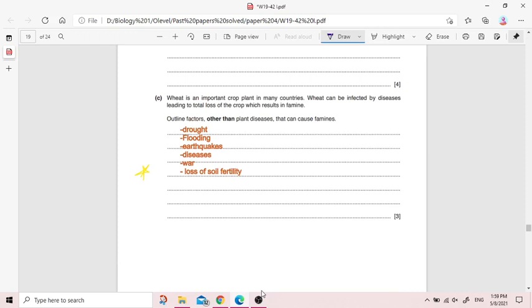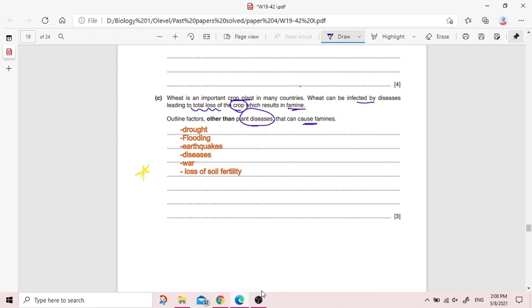C. Wheat is an important crop. In many countries, it can be infected by diseases leading to total loss of the crop, which results in famine. Famine means people cannot find food to eat. Other than plant diseases, what can cause famine? What can cause a food shortage? Maybe drought. What does drought mean? There is no water, so the plants are not growing.